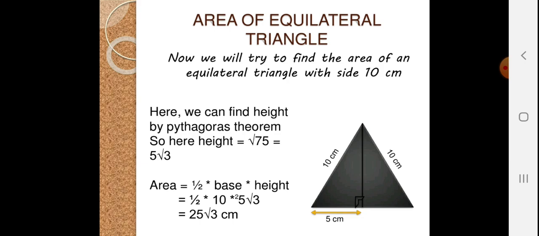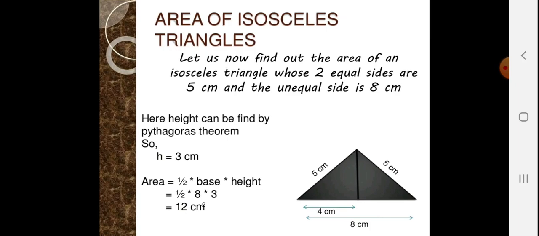So, 5 5s are 25 into root 3 centimeter square. So, this way you can find an area of equilateral triangle. First step, you have to find the height of the given triangle, and then you have to apply the formula, that is 1/2 base into height. Now, here comes Heron's formula.